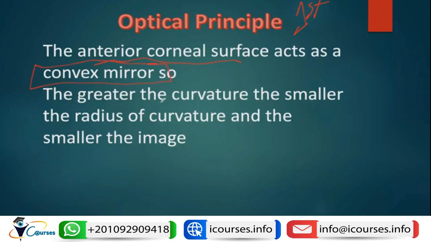From the image construction of the convex mirror, we know that the convex mirror causes a small image. The greater the curvature, the smaller the radius of curvature and the smaller the image. Meaning that if we have a cornea which is very curved, the radius of curvature will be very small and the image formed will be very small as well. Again, the optical principle of the keratometry is that we use the anterior surface of the cornea as a reflecting mirror. This mirror is convex, and the image formed by a convex mirror is virtual and small. So a more curved surface will have a much smaller image and a much smaller radius of curvature.